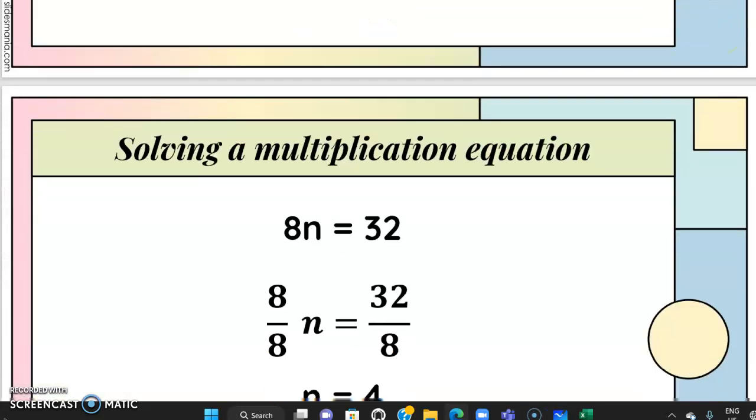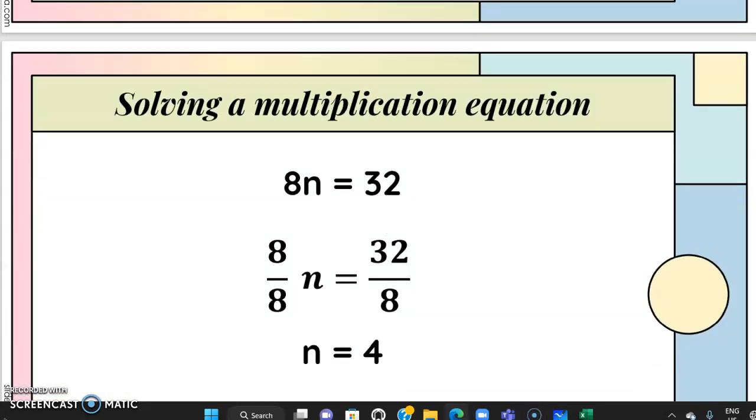Then, a multiplication equation, exactly the same. If it's 8n equals 32, then the 8 is 8 multiplied by n. I'm taking it to the other side with division, which is the inverse operation of multiplication, so it will be 32 divided by 8. Or I'm dividing this 8 by 8 to make the n alone, so I have to divide the other side, 32, by 8, so now n equals 4.